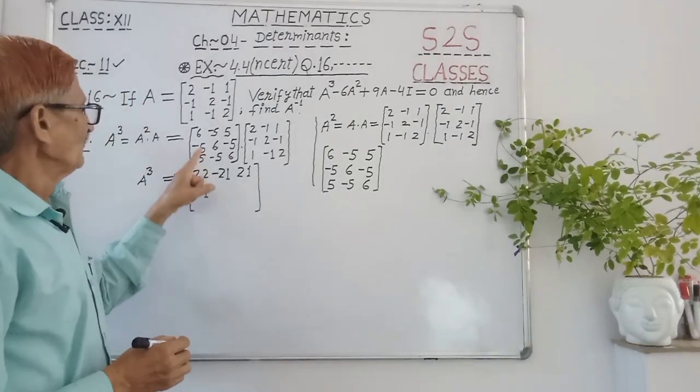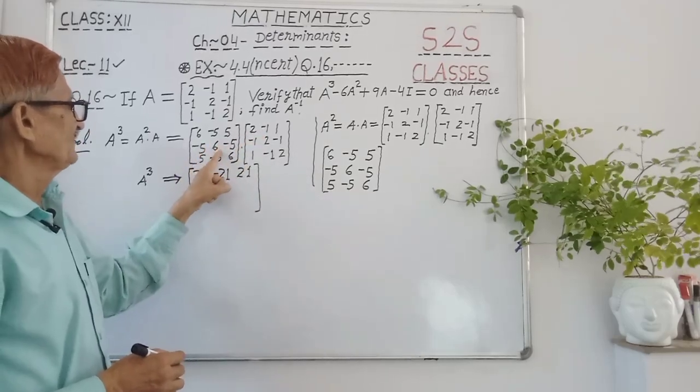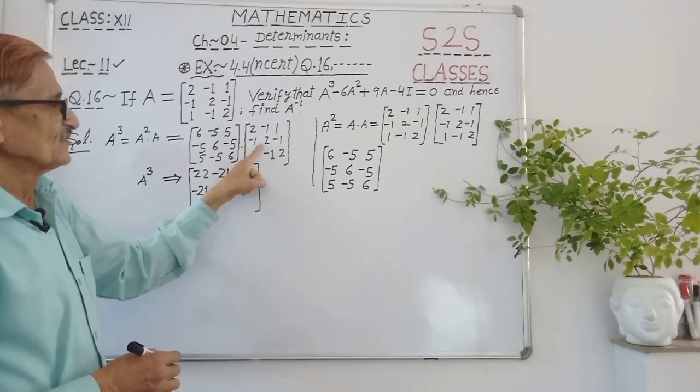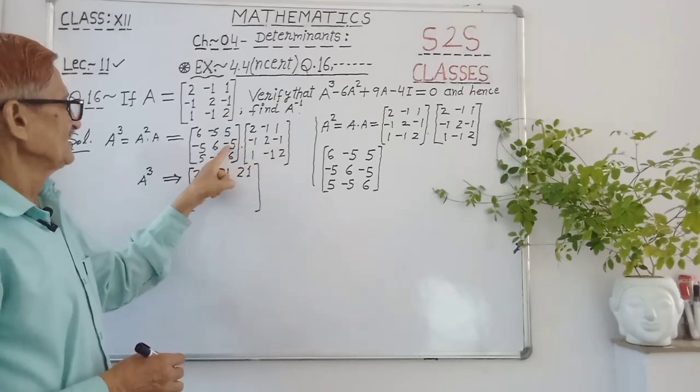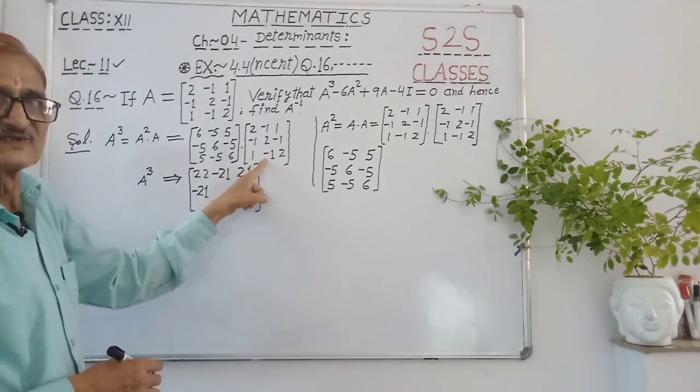Okay, now with second column, minus minus plus 5 and 6 2 is 12 plus 12, 12 plus 5, 17. 17 and minus 5 is minus 1. 17 and plus 5, 22.